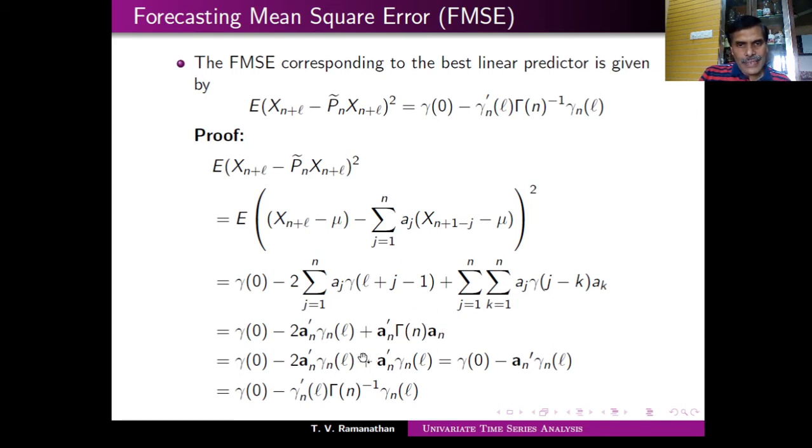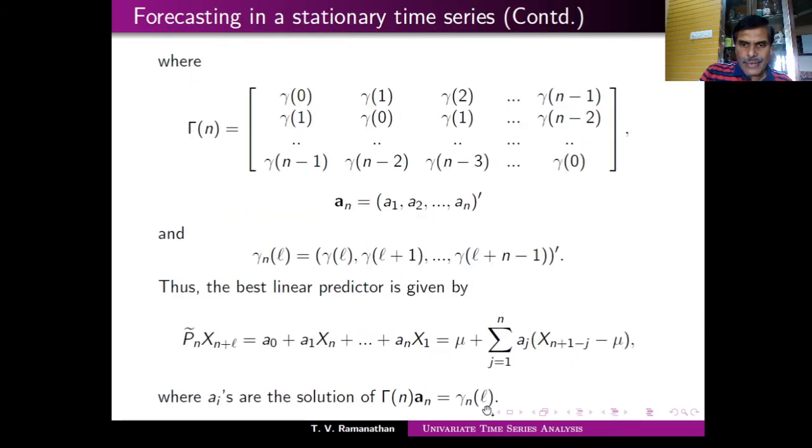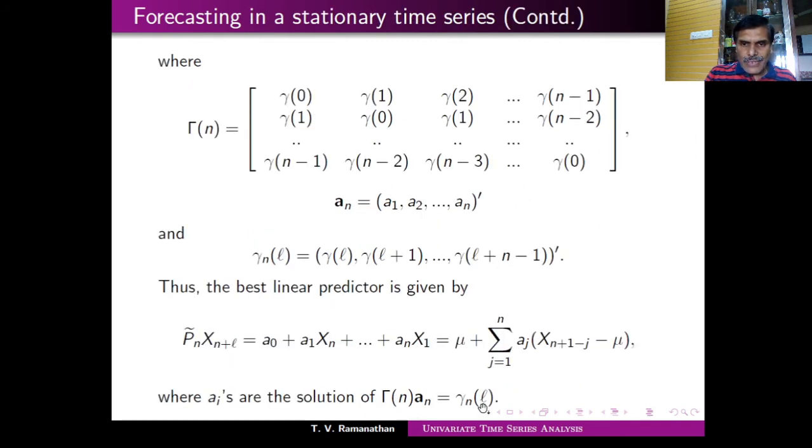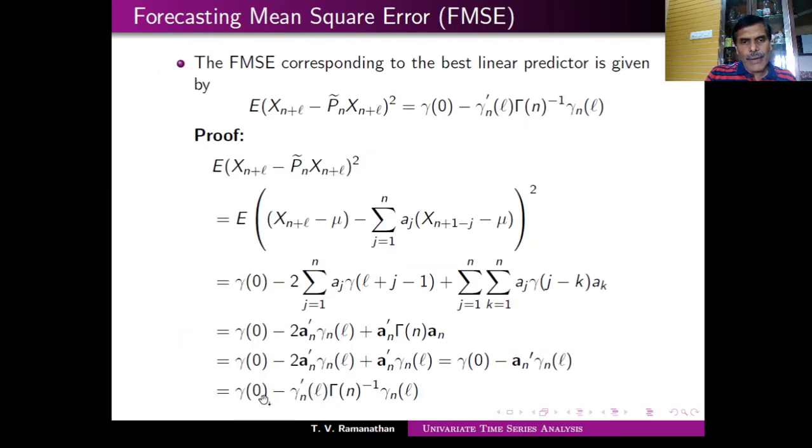Now if you look at this carefully, gamma n an is gamma nl. So you can see that this is minus 2 an prime gamma nl plus an prime gamma nl. So one of them gets cancelled. So gamma 0 minus an prime gamma nl. And an is equal to this inverse into gamma nl. So an prime is gamma nl prime times the inverse of the variance covariance matrix. If you substitute that, you get gamma 0 minus gamma nl prime gamma n inverse gamma nl. So this can be worked out very easily, and that leads to this formula.